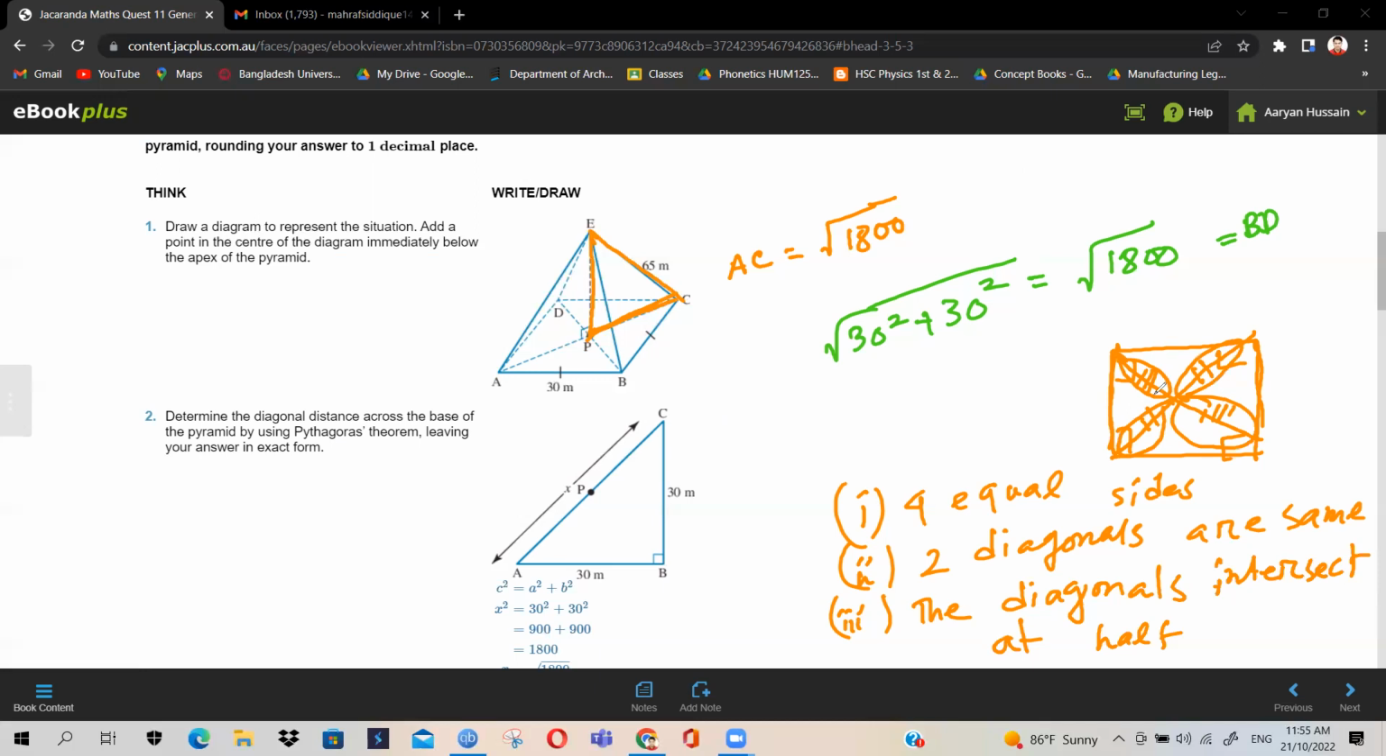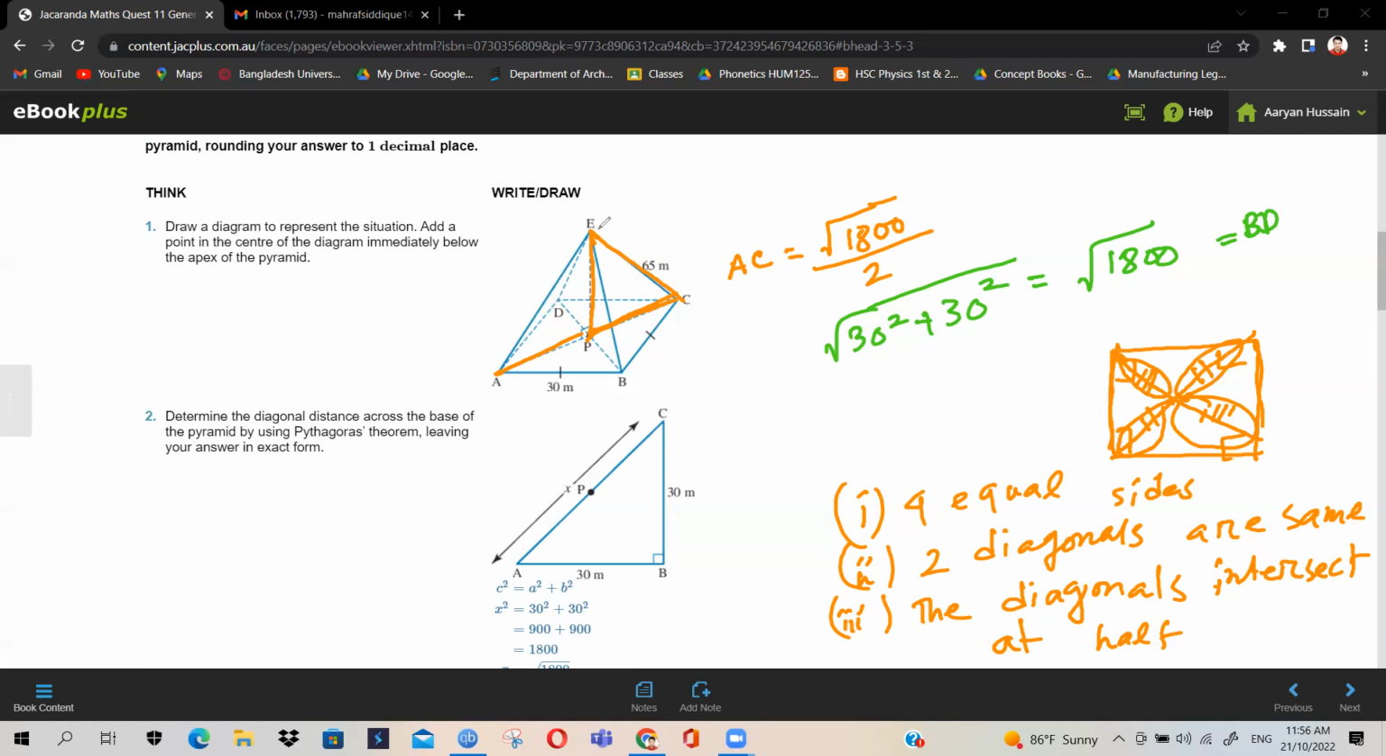Now I have already told you that AC equals the square root of 1800. Is that correct? Yes. So what should be the value for PC then? Square root of 1800 over 2. Right, that will be your answer for PC. So this is how you will have to calculate. Didn't you study these properties of a square previously? Yes, but curriculums are different, so you will have to implement these.